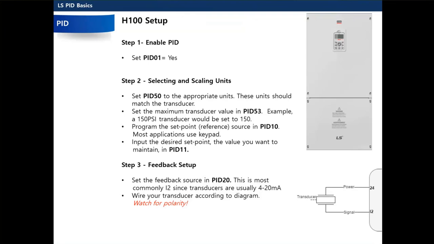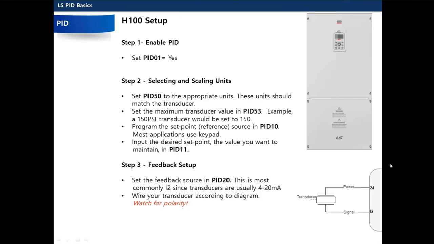And here's why. First off, all you do is enable PID. Step one is you go to PID 01 and you set it to yes. That sets up the drive in PID. The next thing you're going to do is set up your units. You're going to go to PID 50, and these are going to be the units that match your transducer. So if I have a 150 PSI transducer, you're going to set 150 in PID 53, and you'll set PID 50 to PSI. You could change that to CFM or inches of water column or feet or whatever you want. There's plenty of units on the H100. That's one of the nice things about it.